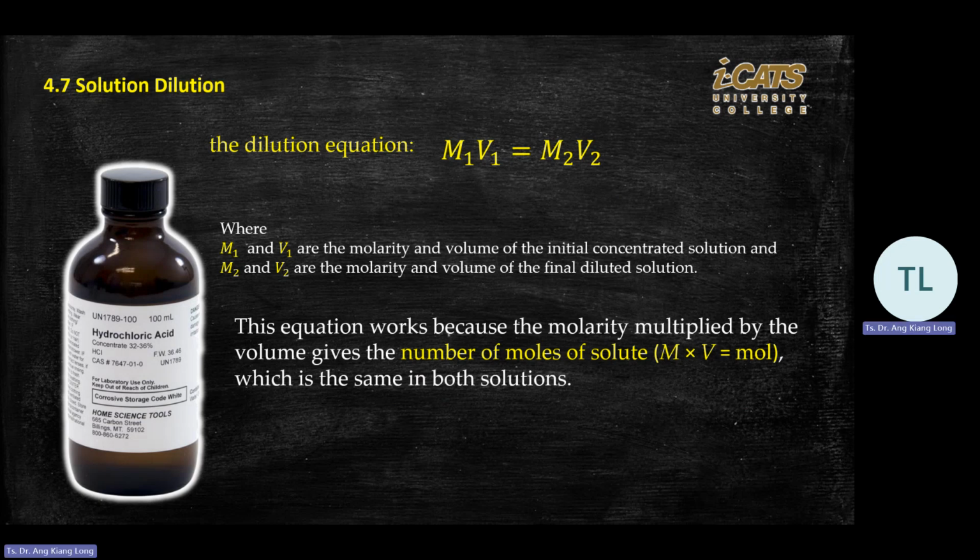So if you take molarity, multiply by volume, you will get mole. If you learn physics, this is cancellation of units. M is in mole per liter. Volume is in liter. So you cancel the unit. At the end, you get mole.